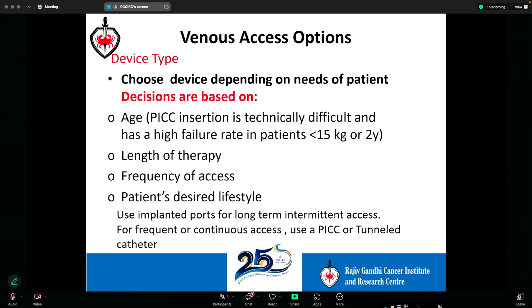Right. So how do we decide? Depending on the age, depending on the duration of therapy, what is the frequency of access, and of course, what is the patient's desired lifestyle. So sometimes we do give them both options, and then the patient chooses. And of course, I have not mentioned here, but in a private setup, the cost also comes up.